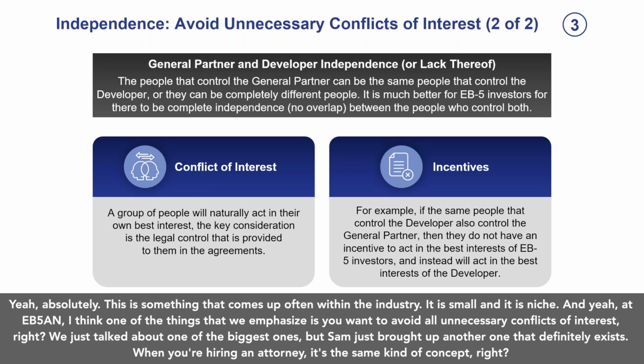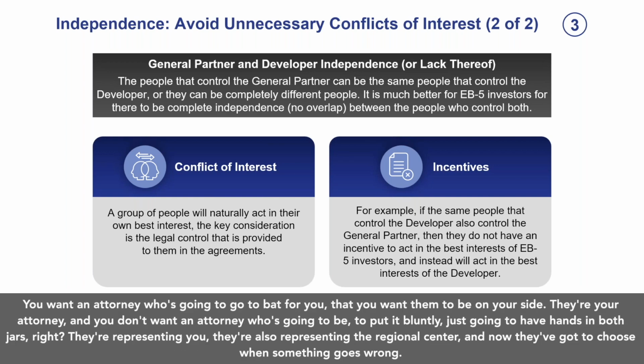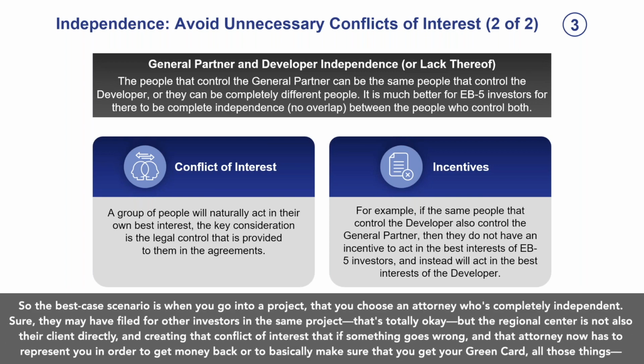And when you're hiring an attorney, it's the same kind of concept, right? You want an attorney who's going to go to bat for you, who's on your side. They're your attorney. And you don't want an attorney who, to put it bluntly, has hands in both jars. They're representing you, and they're also representing the regional center. And now they've got to choose when something goes wrong. So the best case scenario is when you go into a project, you choose an attorney who's completely independent.